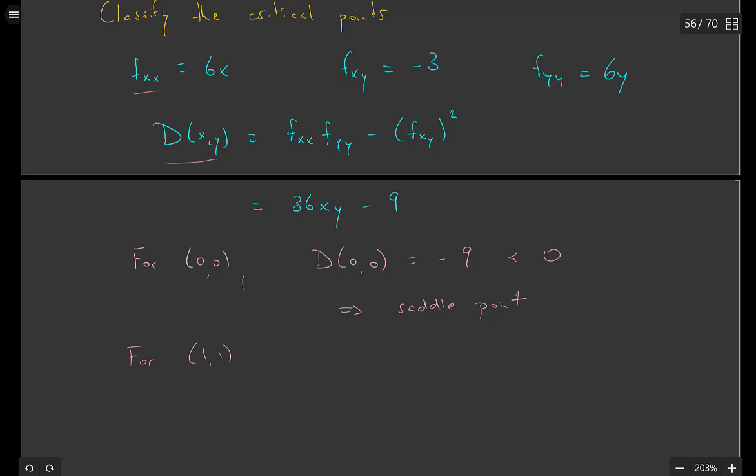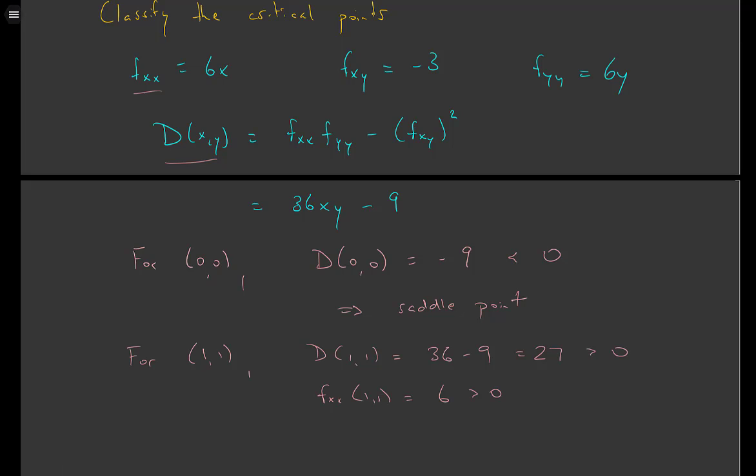For the critical point at (1, 1), we'll get 36 times 1 times 1, which gives us 36, minus 9 is 27. So this is greater than 0. Now I also have to check my second partial derivative with respect to x at (1, 1), and that works out to be 6. So that's greater than 0.